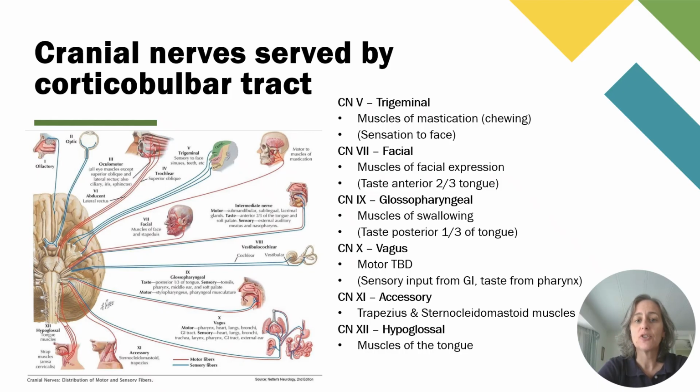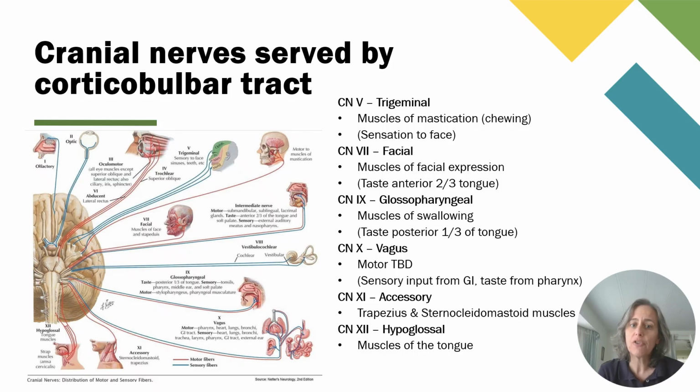So let's remind ourselves. Cranial nerve 5, the trigeminal, is primarily concerned with sensation to the face. Remember trigeminal neuralgia, but it also sends the motor impulses for the muscles of mastication, which is chewing. So that masseter muscle that moves your jaw, for example.